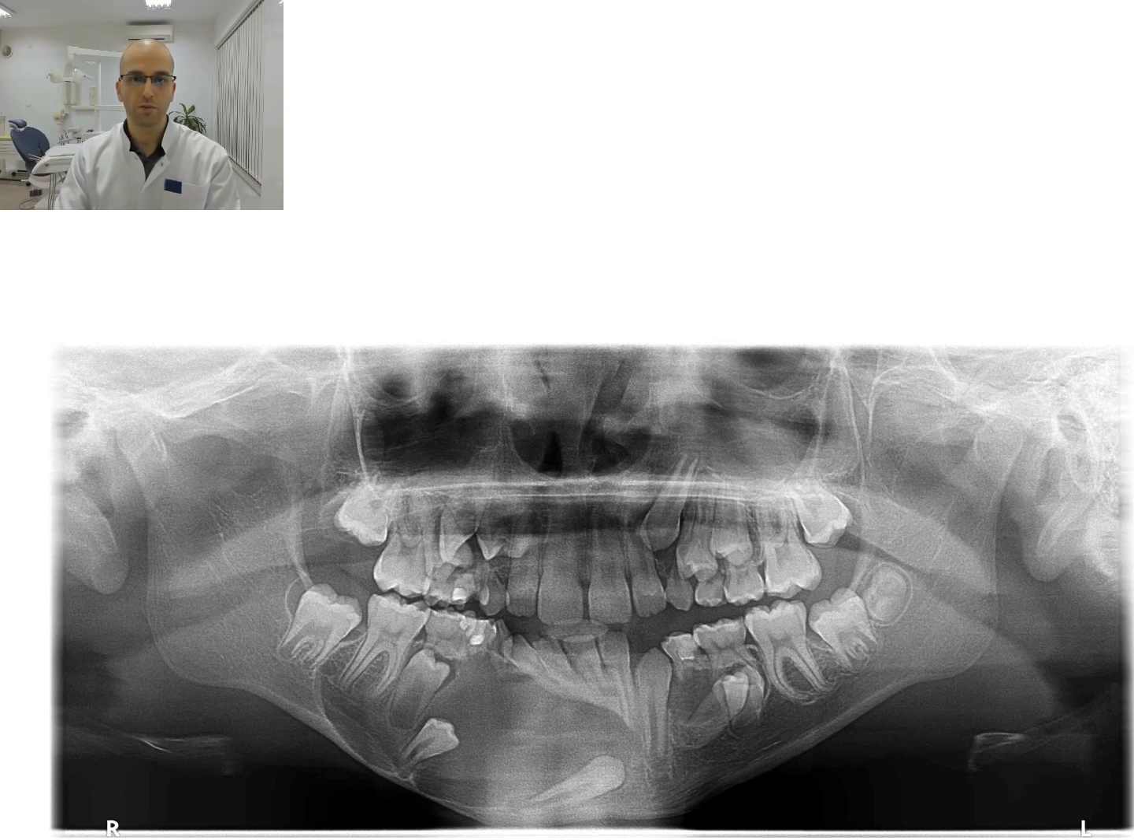Due to the size of the cyst and the potential risk of fracture of the lower jaw, the oral surgeon performed marsupialization, and our goal was to try to erupt the impacted teeth and bring them into the arch. By doing so, we were hoping that the bone defect would be reduced and we could improve the well-being of the child.